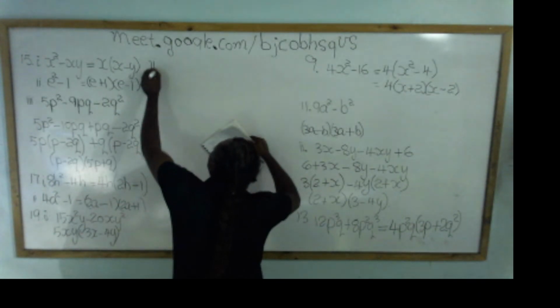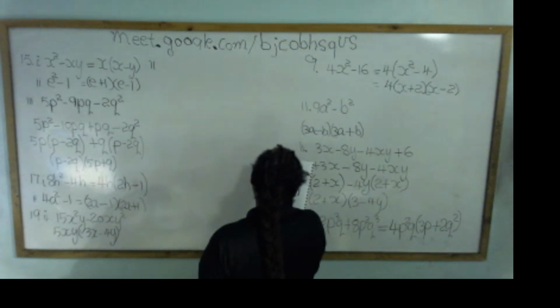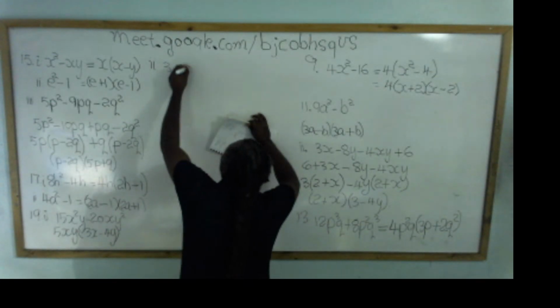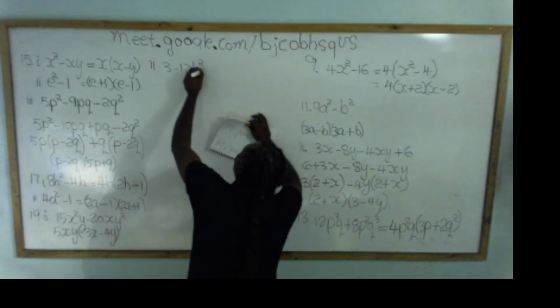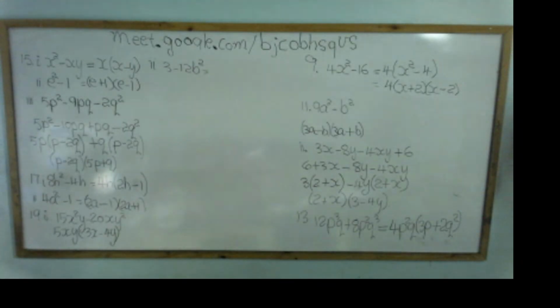And for number 19, we have Roman 2. What does it say? 3 minus 12b squared. And I've given one like this, 3 minus 12b squared. And I gave you one like that in class exercise. No doubt that one is also loaded onto my page.